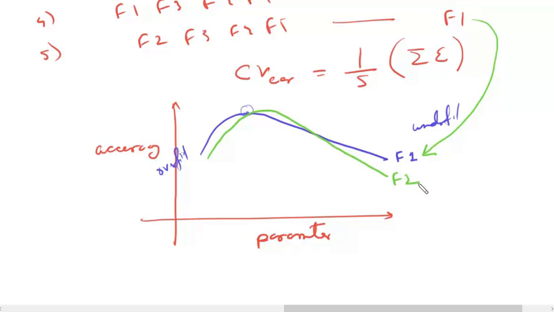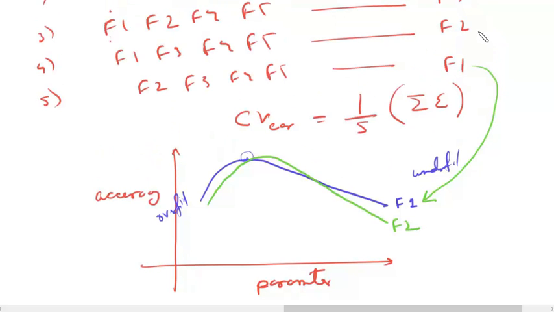Similarly, for other iterations, you can have similar graphs. Let's say this is for F2. For this iteration, I have drawn the green one. Then you can have others as well. You can have, let's say, one more. This blue one is for F3. Let's say the pink one is for F4, and you will have the last one, which is for F5.